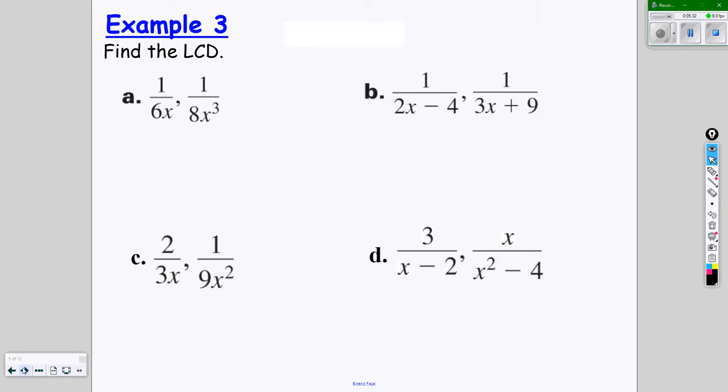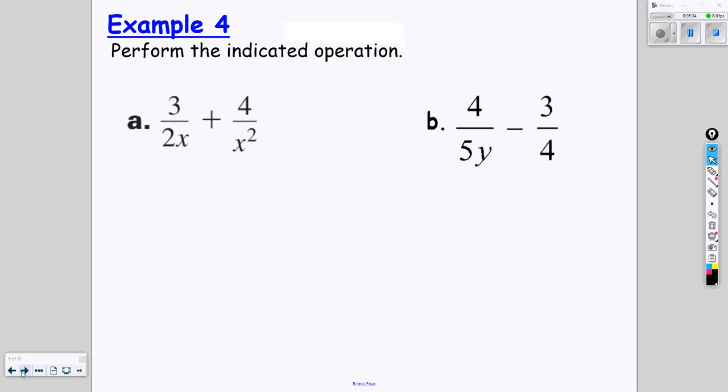All right, so moving on. Now we're going to perform the indicated operation by using that LCD. So notice the denominators are not the same in these two fractions, so we've got to make them be the same. In order to do that, we're going to have to multiply each one of the fractions. All right, so first let's find the LCD.